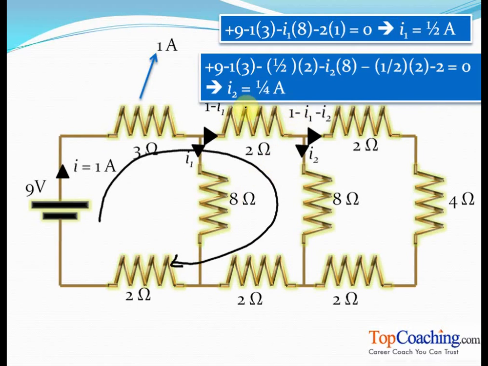Clearly, the potential drop across this resistor will be half into 2 because I1 is already half ampere. So 1 minus I1 will be half, isn't it? So half into 2 will be the potential drop here.